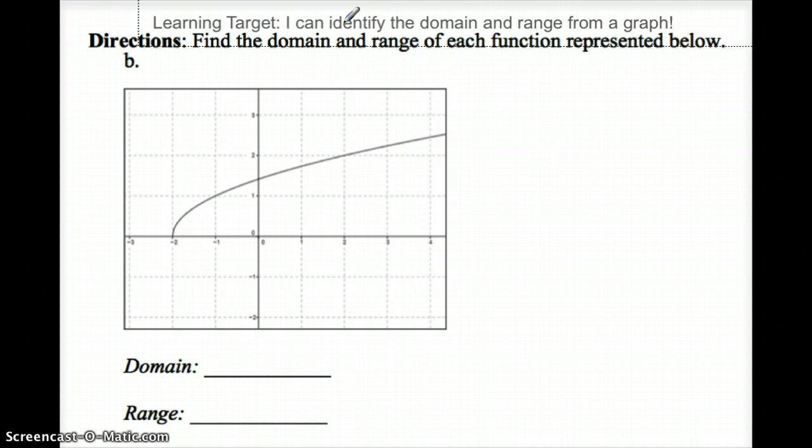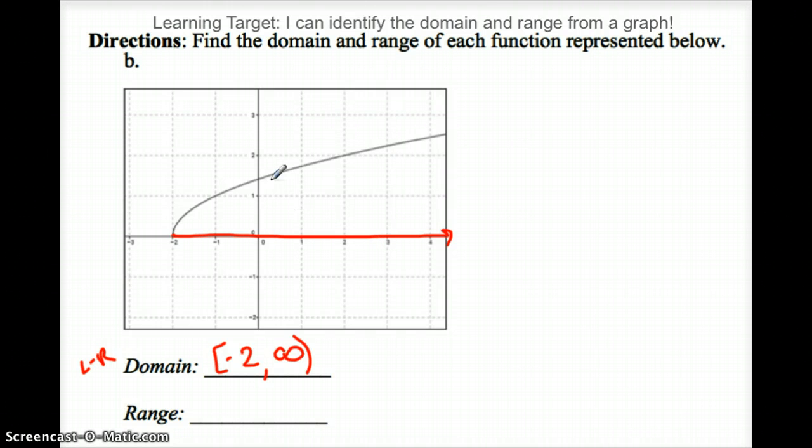So this is the square root function. We're going to do the same thing. The domain, we want to think left to right. So left to right, am I restricted? And I am. Right here is the smallest x value that I could have. So -2 or anything above. So I'm going to illustrate that with a bracket, because my graph is on -2. So these are the x's that I'm allowed to plug in.